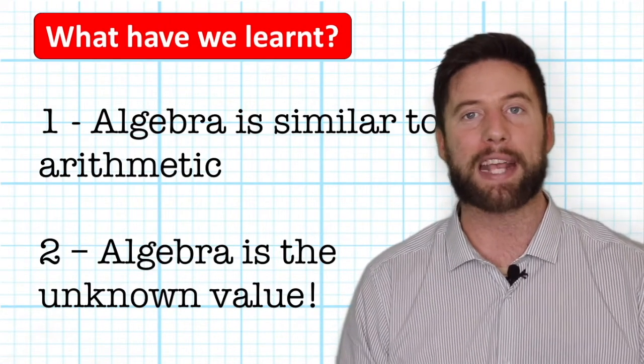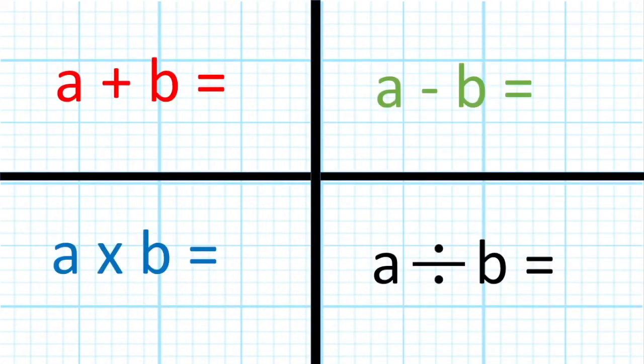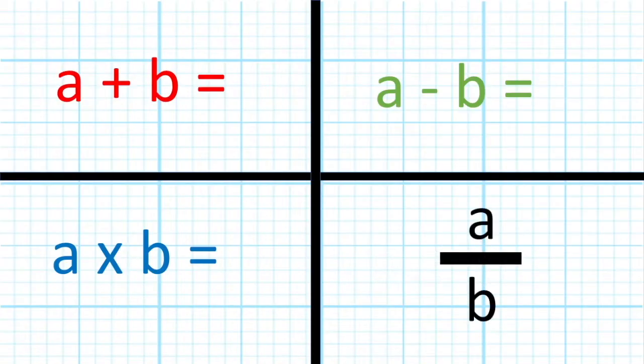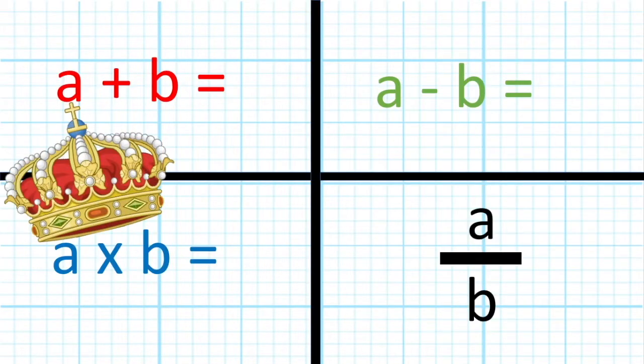Here are the four basic arithmetic operations: addition, subtraction, multiplication, and division. Although in algebra, you will see division being represented in its fraction form. In arithmetic, all four of these operations have the same status. They are the same importance. However, in algebra, we have a king.